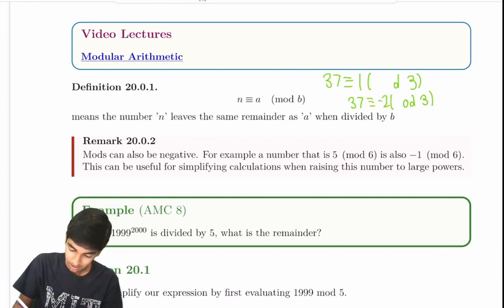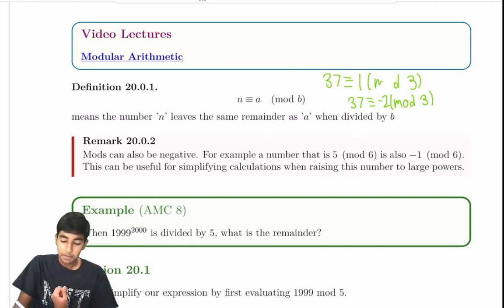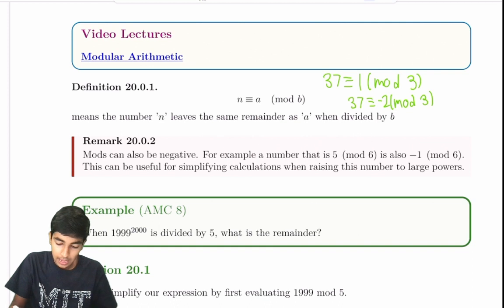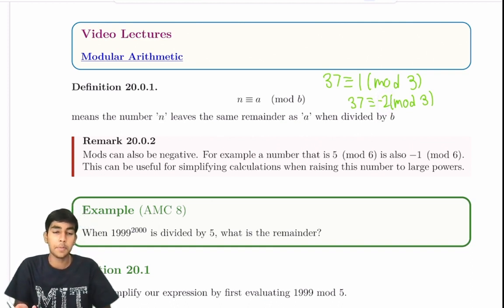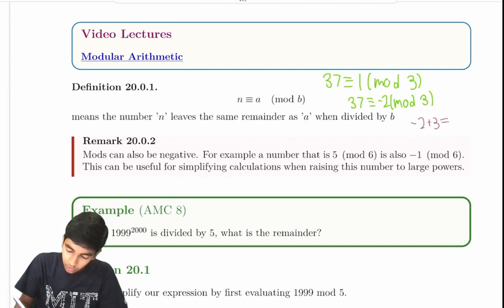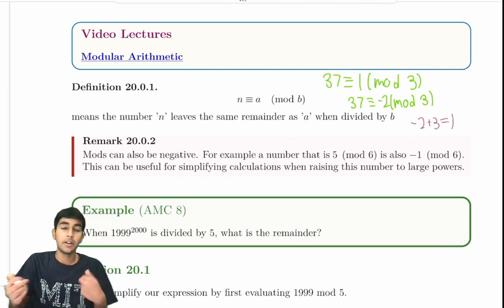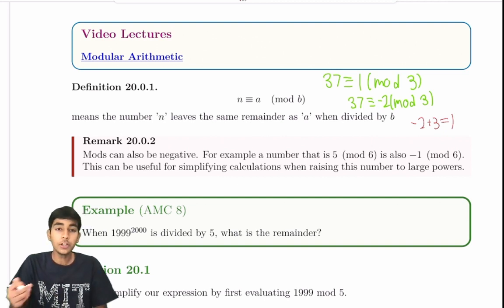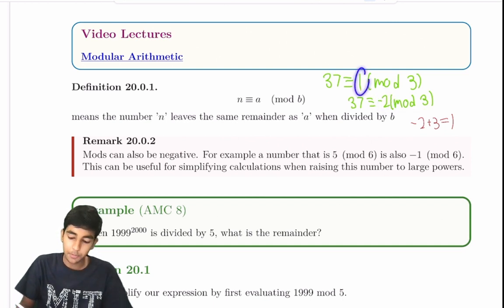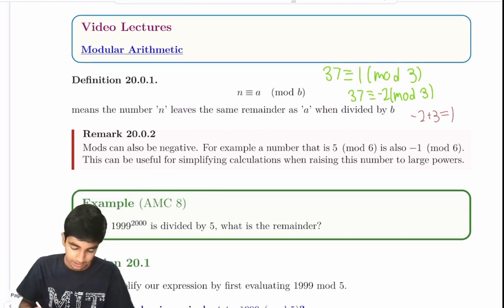Negatives, yes. Mods can also be negative. And all that means is that the remainder when negative 2 is divided by 3 is the same thing as negative 2 plus 3 equals 1 when divided by 3, right? Because if you add 3 to it, it becomes 1. So you can think of it as 2 less than a multiple of 3, which is the same as 1 more than a multiple of 3.